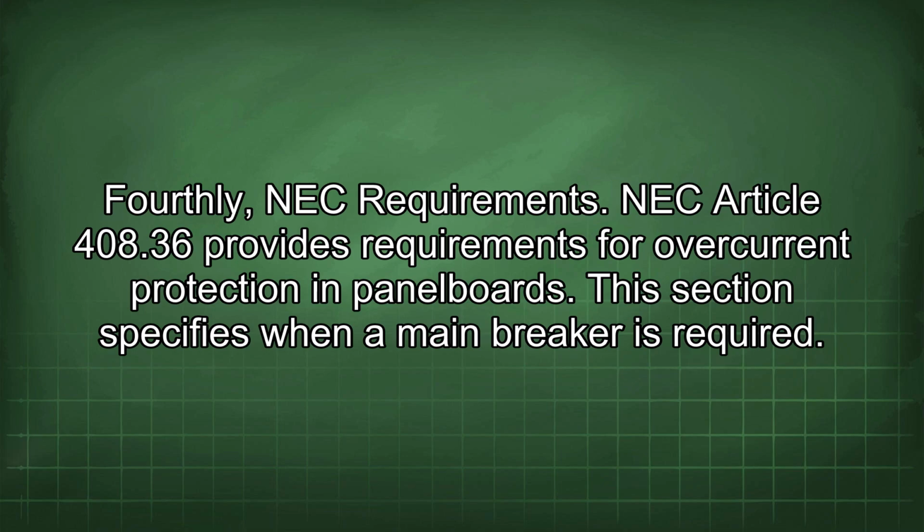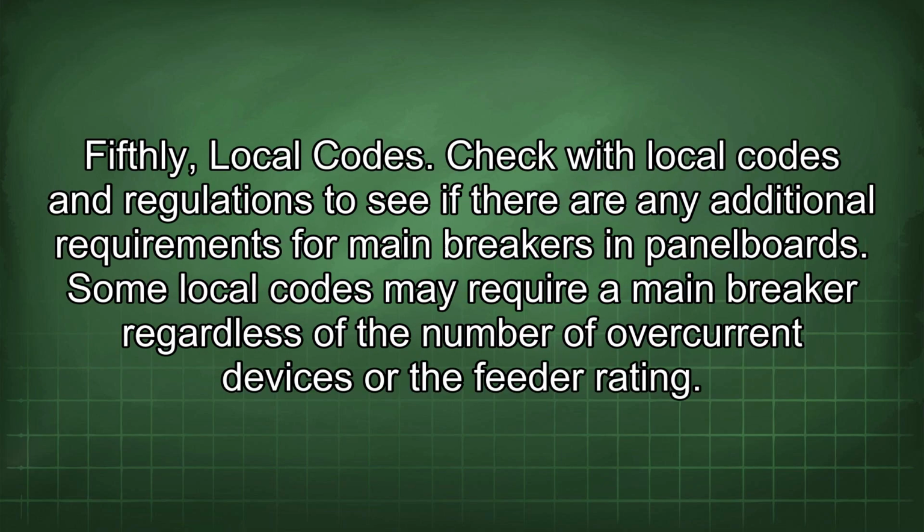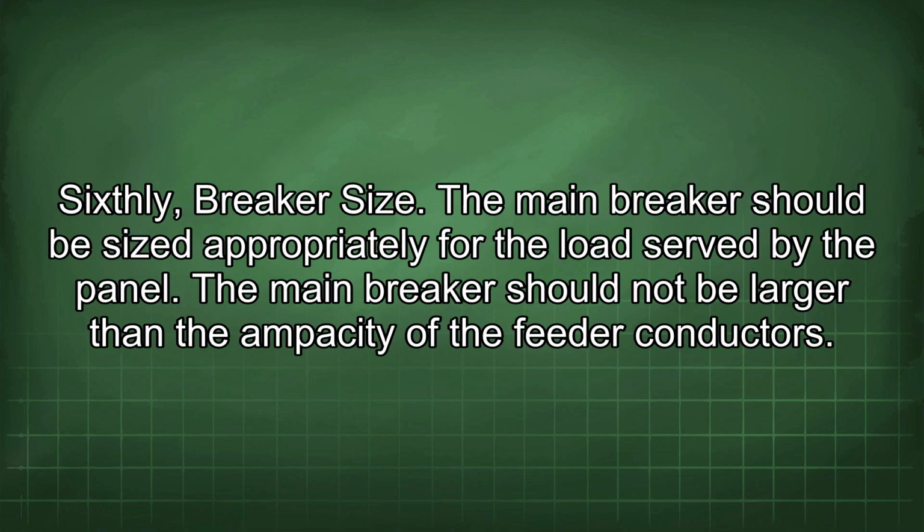Fourthly, NEC requirements. NEC Article 408.36 provides requirements for overcurrent protection in panel boards. This section specifies when a main breaker is required. Fifthly, local codes. Check with local codes and regulations to see if there are any additional requirements for main breakers in panel boards. Some local codes may require a main breaker regardless of the number of overcurrent devices or the feeder rating.